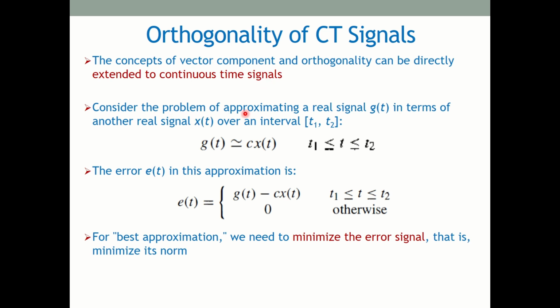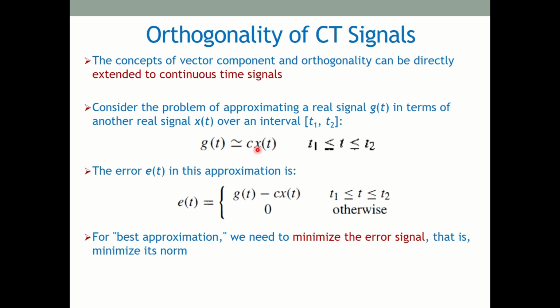So let's consider the problem of approximating a real signal g(t), a continuous time signal, in terms of another real signal x(t) over an interval t1 to t2. We want to represent g(t) in terms of x(t) within this interval. So there would be some multiplying factor c, so g(t) is almost equal to c x(t).